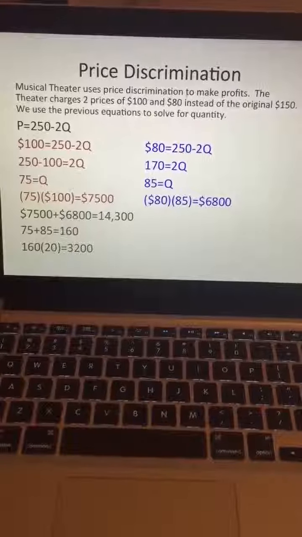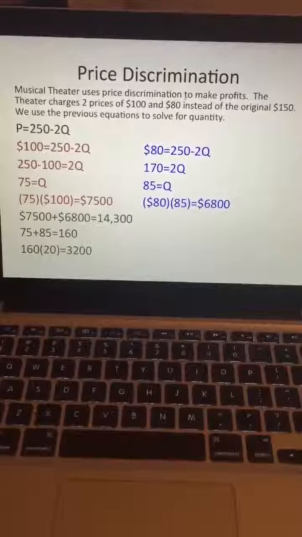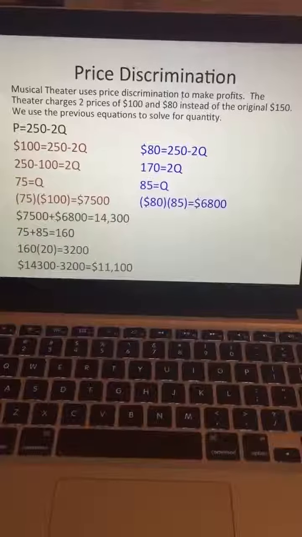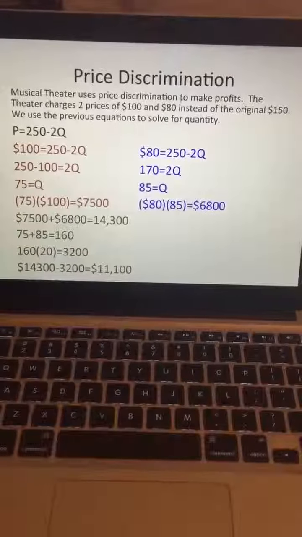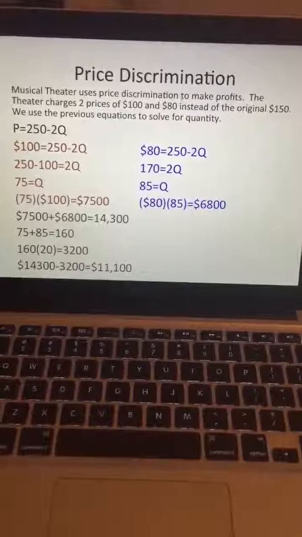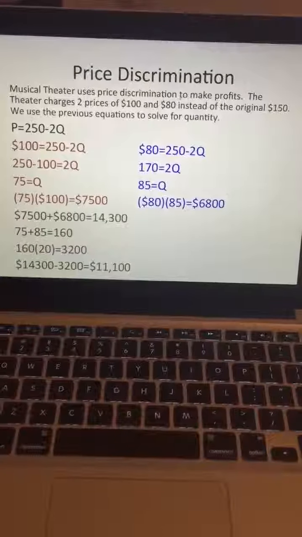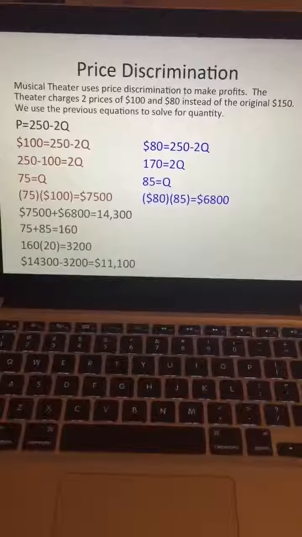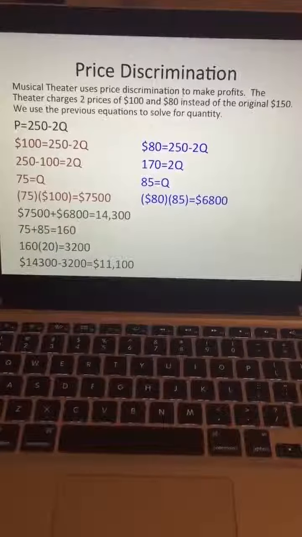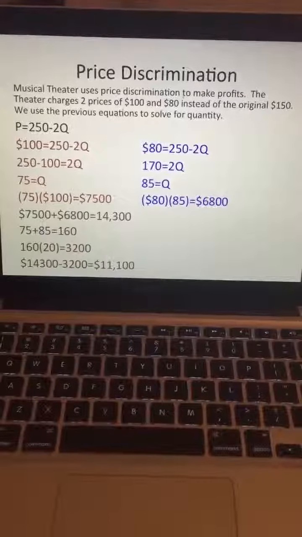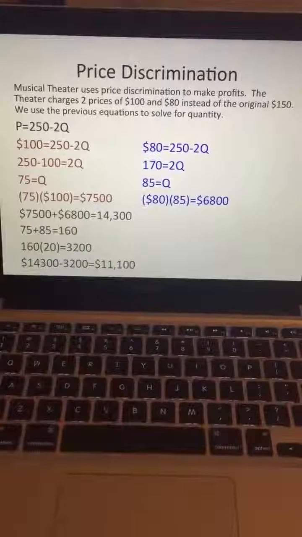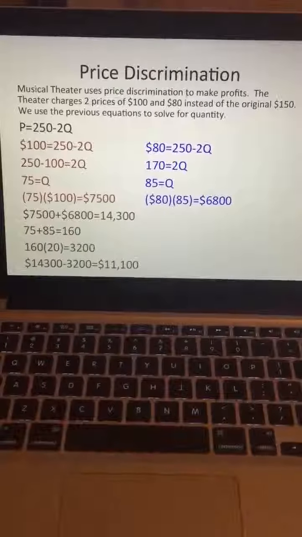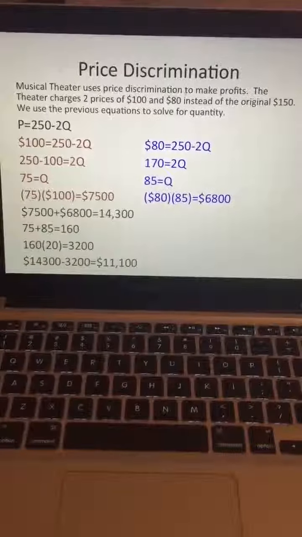When we multiply that times the cost of $20, we're looking at $3,200 worth of costs. So when we subtract the costs from the revenue that was brought in, we get a profit of $11,100, which is much more than the previous amount we had received. So what this is showing is that price discrimination actually made a bigger profit than the non-price discrimination.